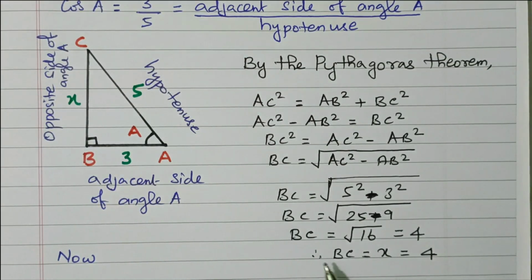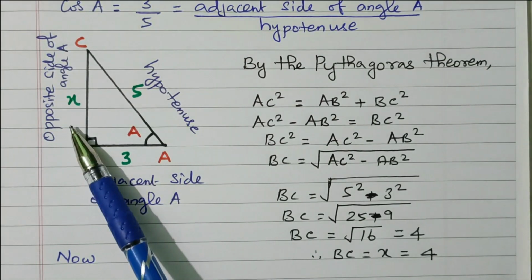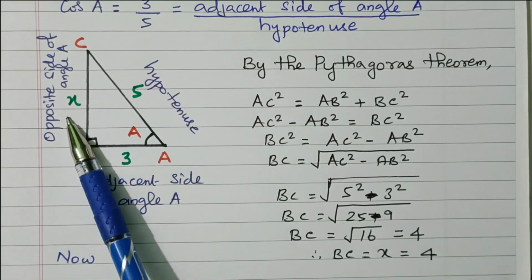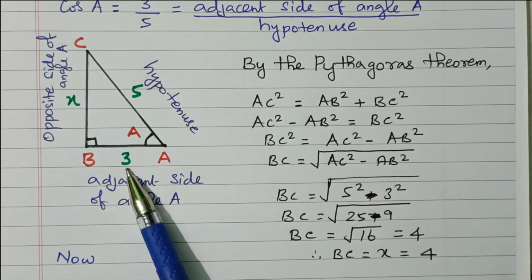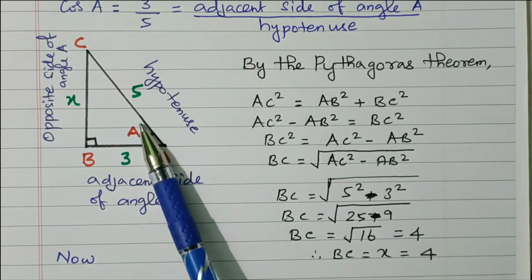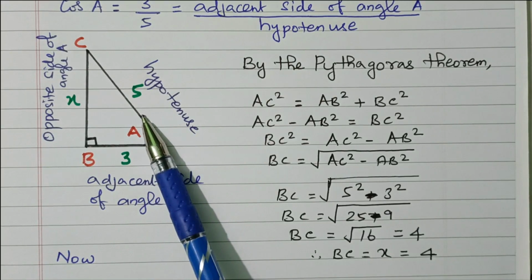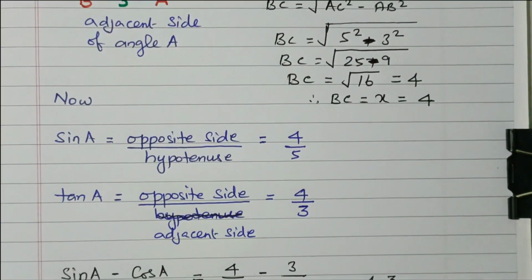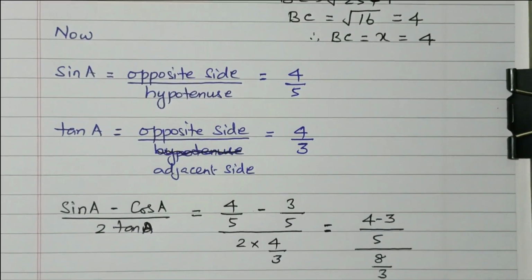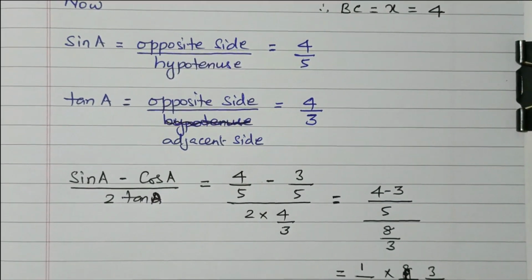Right? So from that we come to know all the values. Opposite side is BC, that value is 4. Adjacent side is AB, that value is 3. Hypotenuse value is AC, that is 5. Right? So by using that we can calculate the trigonometric ratios. Then we'll go to the expression which is given in the problem.